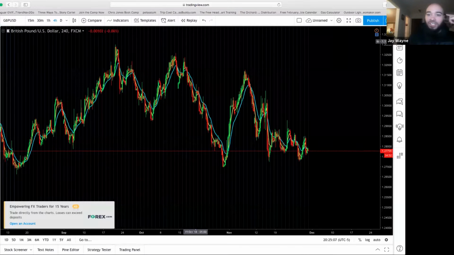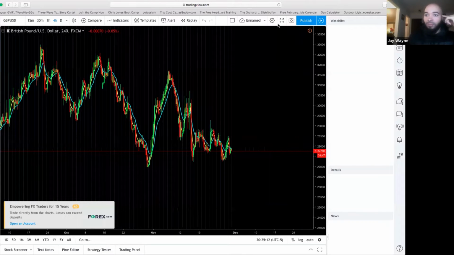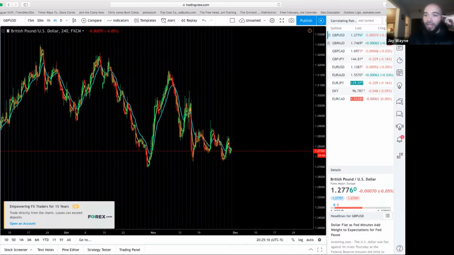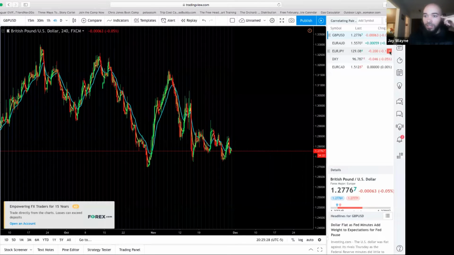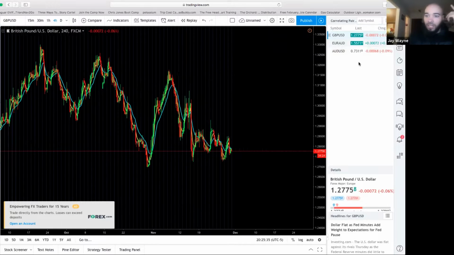I'm going to give you 2 examples. This is the first one. Let's say you pick GBP USD, right in TradingView. And then let's say you have euro AUD, and let's say you have AUD USD, for an example, or something like this. It could be whatever combination you want. This is what your watch list should be like.